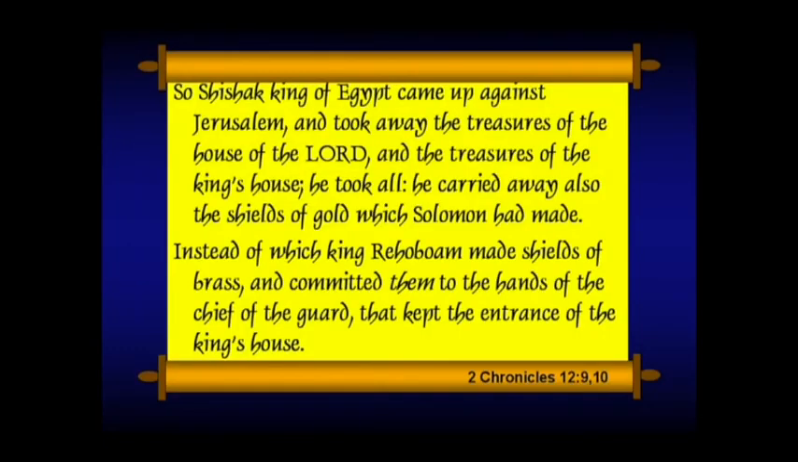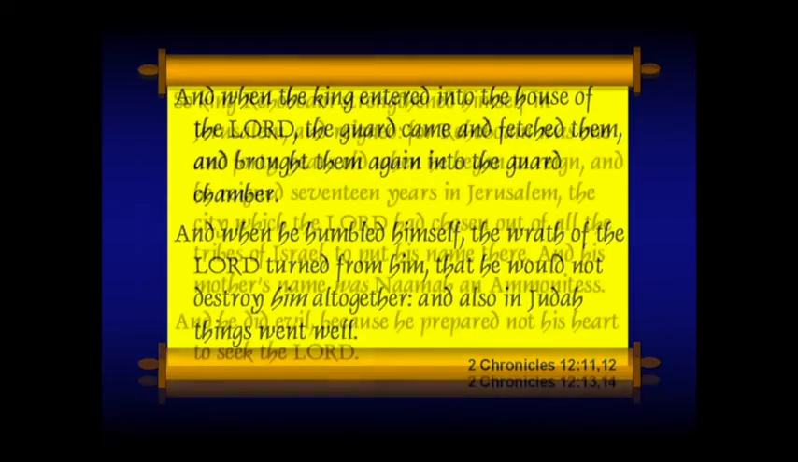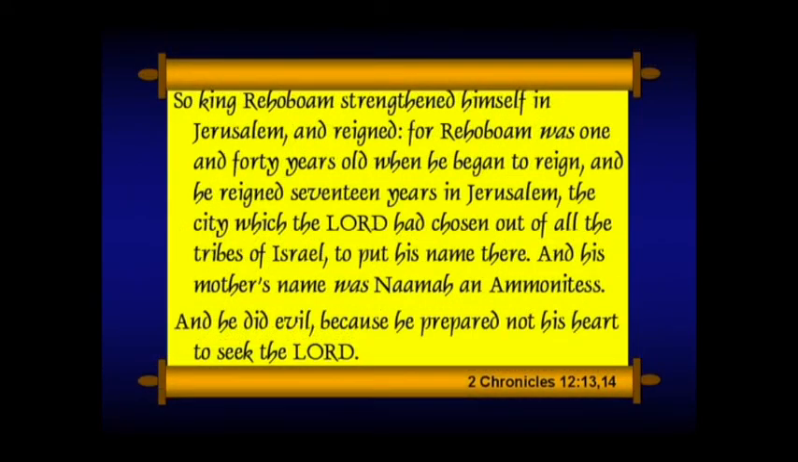Shields of gold which Solomon made. Instead of which King Rehoboam made shields of brass and committed them to the hands of the chief of the guard that kept the entrance of the king's house. They're probably more practical anyway. And when the king entered into the house of the Lord, the guard came and fetched them and brought them again into the guard chamber. And when he humbled himself, the wrath of the Lord turned from him, that he would not destroy him altogether, and also in Judah. So King Rehoboam strengthened himself in Jerusalem and reigned, for Rehoboam was 41 years old when he began to reign, and he reigned 17 years in Jerusalem, the city which the Lord hath chosen out of all the tribes of Israel to put his name there.